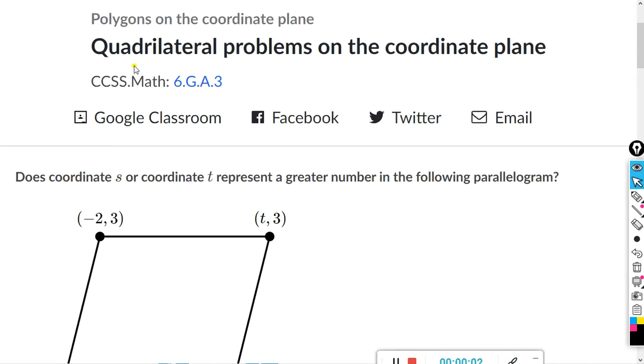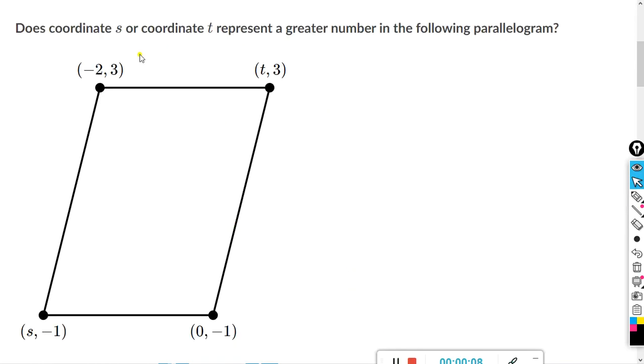This will be for the con assignment, quadrilateral problems on the coordinate plane. So here they ask, does coordinate S or coordinate T represent a greater number in the following parallelogram?